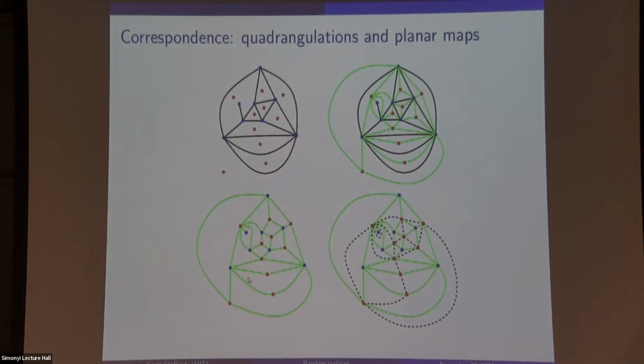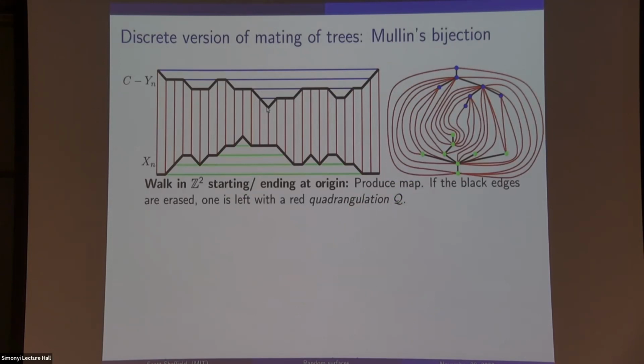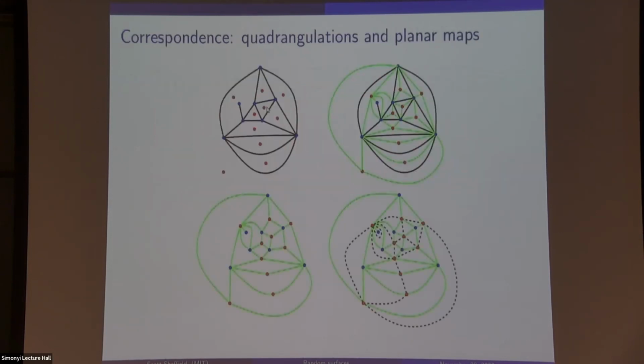Okay, so here's an example. A quadrangulation with a planar map. So the thing on the right here, I'm just taking any old planar map in black with blue vertices. And then I'm putting a red dot for each of the dual vertices.